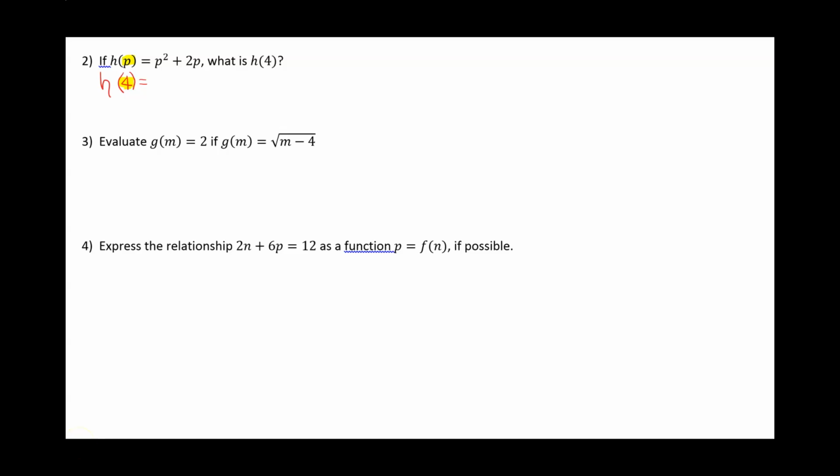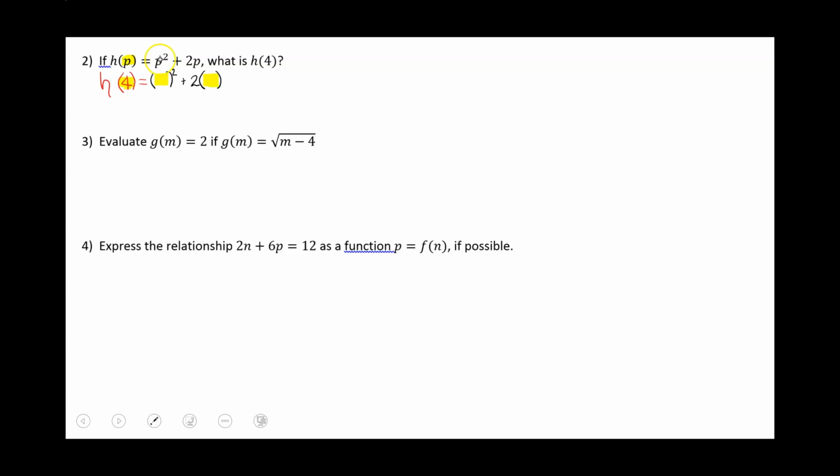All right, if they give me a function like h of p is equal to p squared plus 2p, and they ask me to find h of 4, that is function notation. What they want me to do, if you line this up, you can see how 4 is in the place of p. That's exactly what they want me to do.